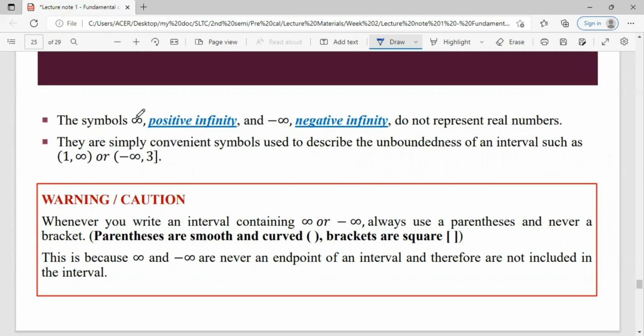Normally, if we have an infinity sign, we use it to describe unboundedness. If we have an infinity sign, we call those intervals unbounded. And for these intervals, we use parentheses, not square brackets. Always for infinity, negative or positive, we use parentheses.